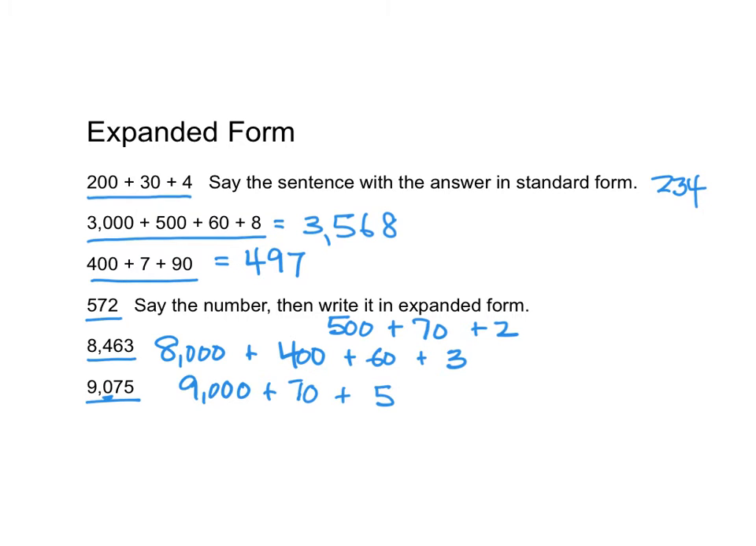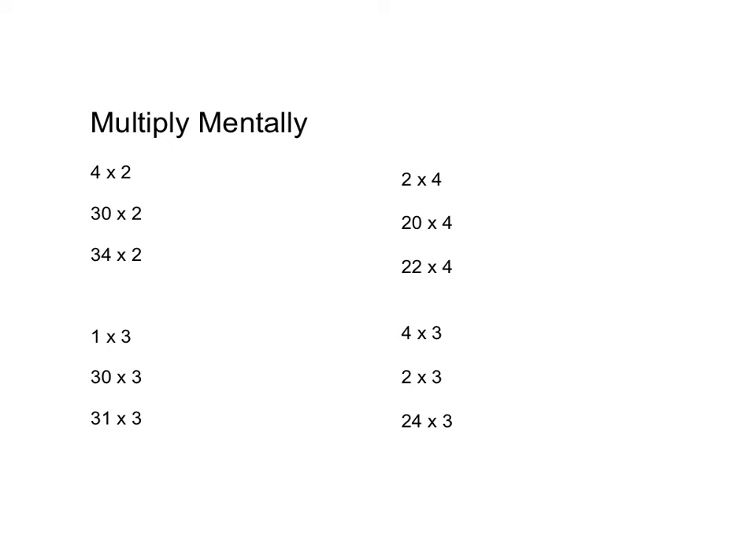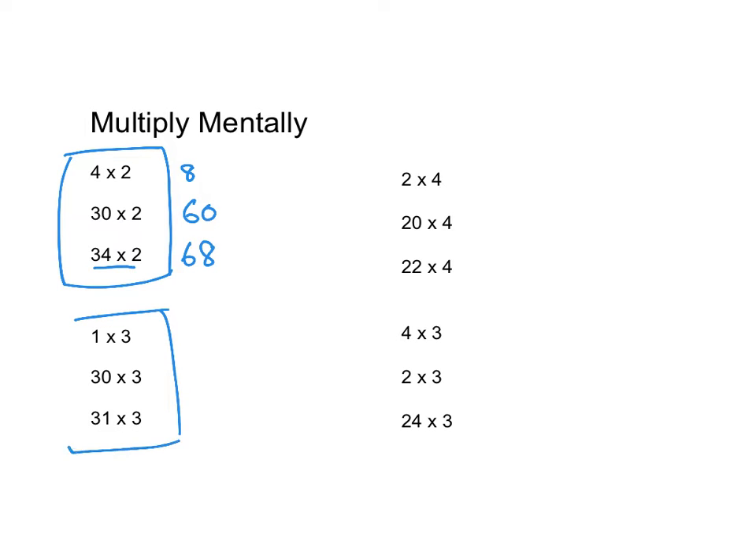Let's go on to the next page. And now we're going to do a little bit of the same thing that we did yesterday, where we're going to multiply mentally. Let's start with this top set right here. Our goal is to be able to multiply 34 times 2. So 4 times 2 is 8. 30 times 2, which is 3 times 2, times 10, which would be 60. So 34 times 2 would be those two added together, or 30 times 2 plus 4 times 2, which gives us 68.